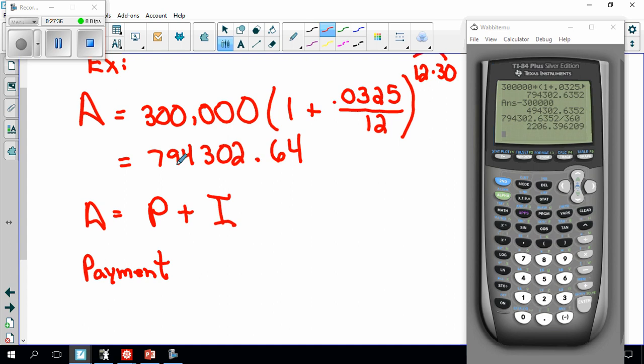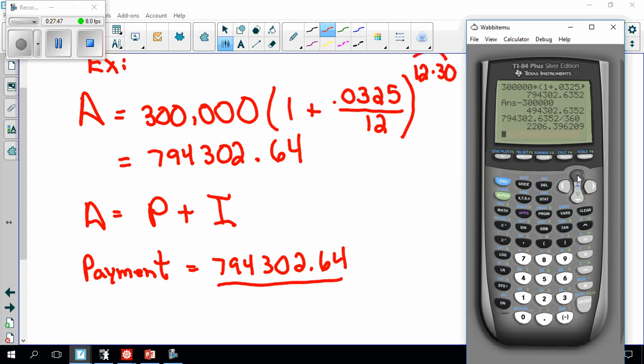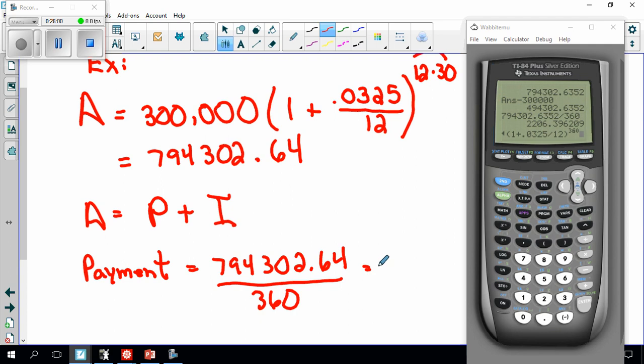So your payment was the 794,302.64 divided by. Oh, did I miss? I want to double check. Did I actually do the calculation right? Yeah, I did. Okay. Divided by 360. And I picked up $2,206.40. Ooh, those are pretty big payments.